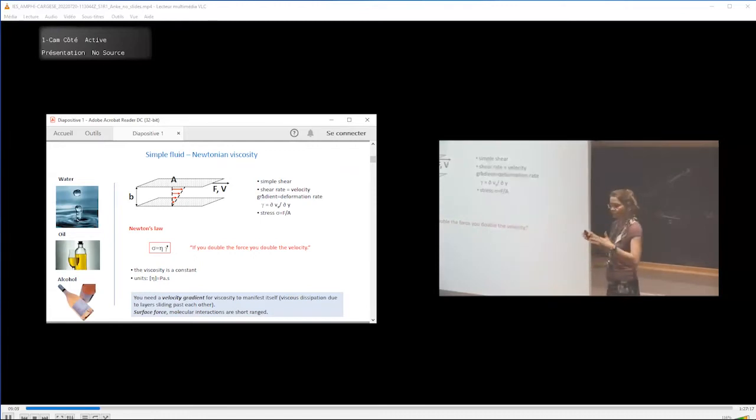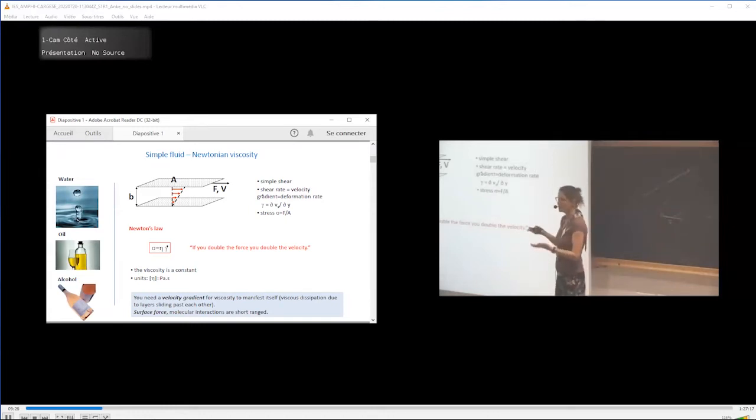In the beginning, the first definition of the shear viscosity was given by Newton. So it's this very simple idea. You have a fluid between two plates. You apply a force on the upper plate, and the plate will displace with a certain velocity. And then what you do is link the stress that you apply to the upper plate to the velocity gradient.